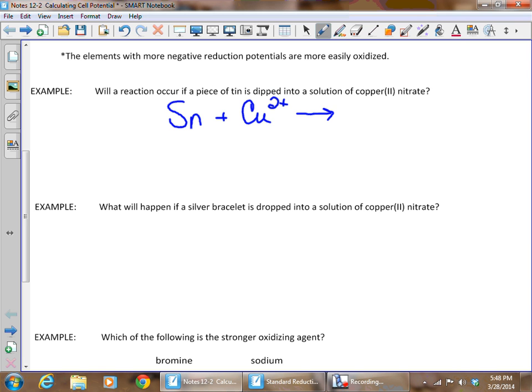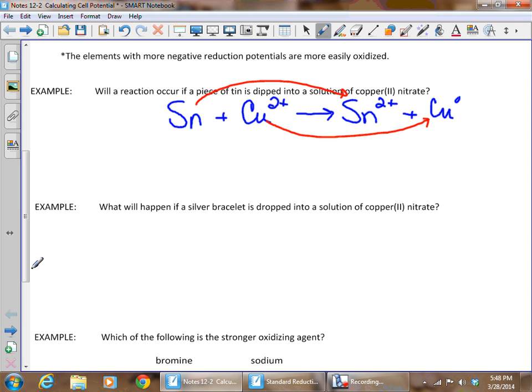Now the tin as a metal is going to oxidize. So we'll take it to the closest oxidation state, which is a 2 plus. Remember, tin can be a 2 plus or a 4 plus, but we're going to take it to the closest oxidation state, which is a 2 plus. And copper would then reduce down to its metallic state. So that's a reaction that would have to occur. So tin would have to oxidize, copper would have to reduce.